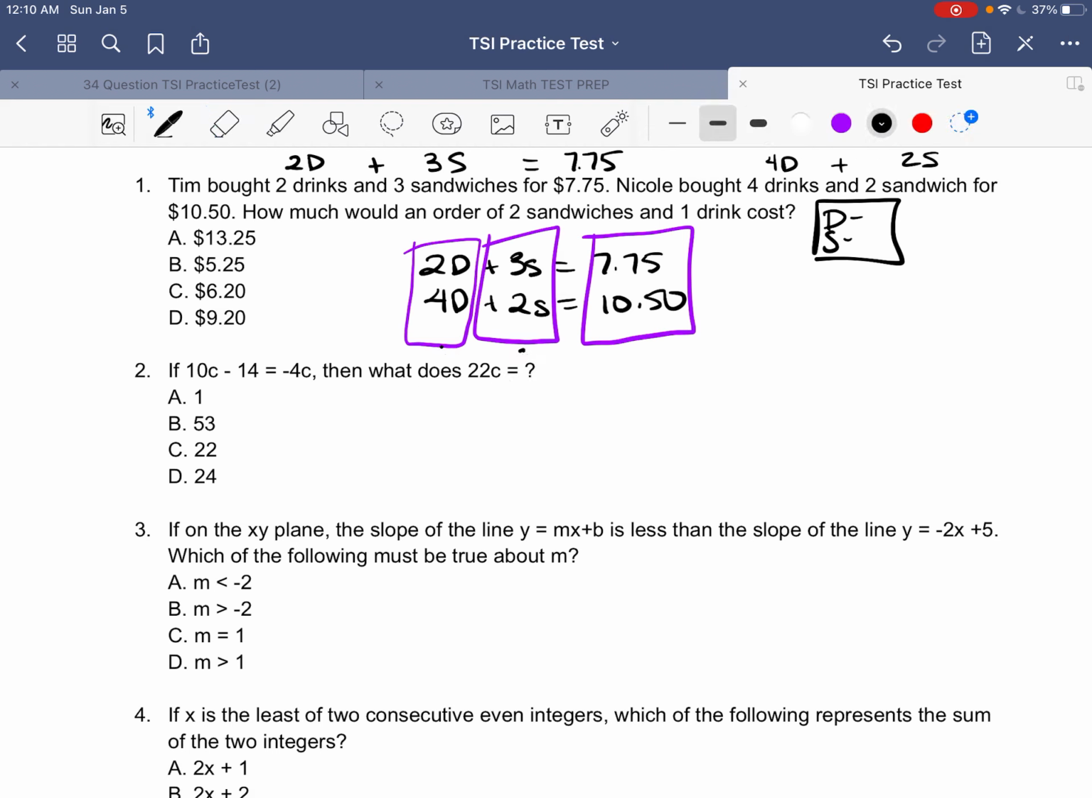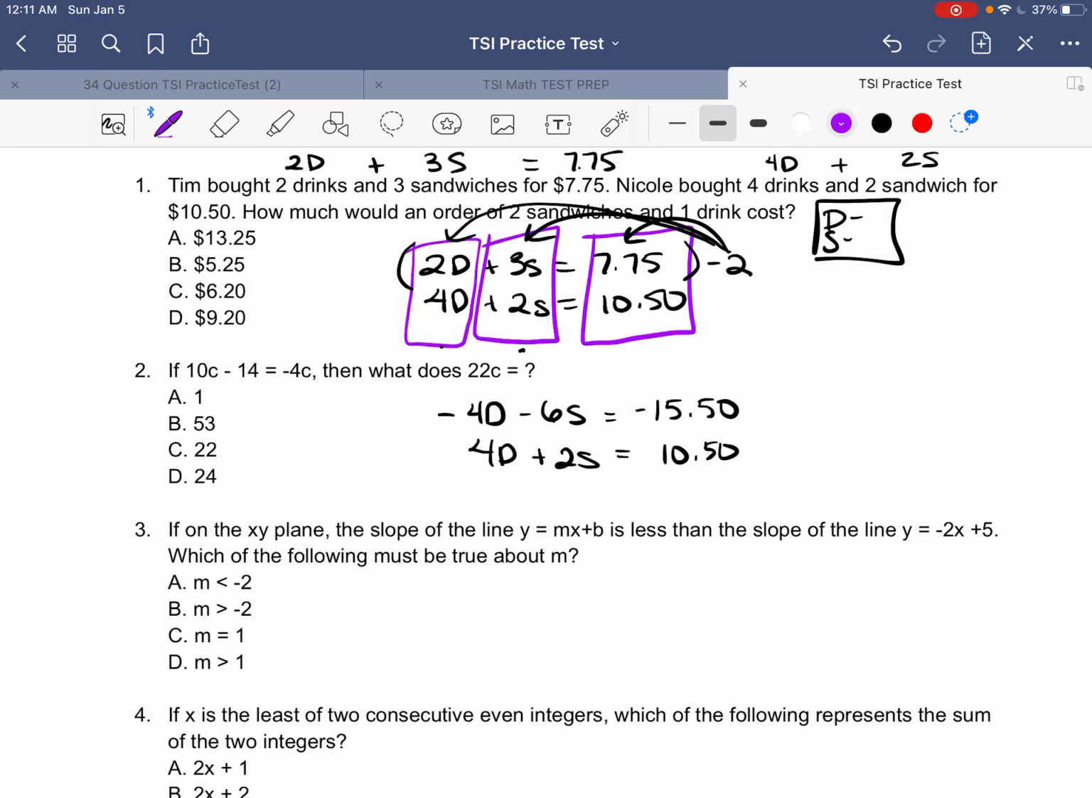I can easily see that if I multiply everything on the top by negative 2, this 2D will become a negative 4D and it would eliminate. So let's multiply the whole top equation by negative 2. Negative 2 times 2D is negative 4D. Negative 2 times 3S is negative 6S. And negative 2 times 7.75 is negative 15.50. Then we're going to bring down that second equation as is.